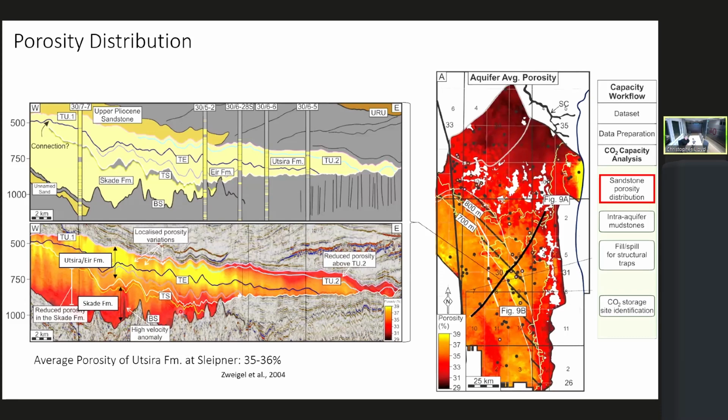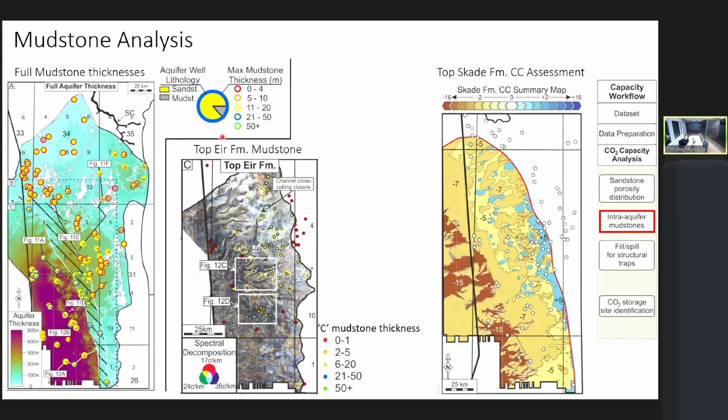So just to run through quickly our mudstone analysis. Like I said, we want to look at whether or not these are baffles or barriers to flow. And from our containment analysis I showed at the start, I said that our minimum seal thickness threshold was 50 meters. So we want 50 meters for it to be a barrier to flow rather than a baffle. So we have to apply the same scheme for the intra-aquifer mudstones.